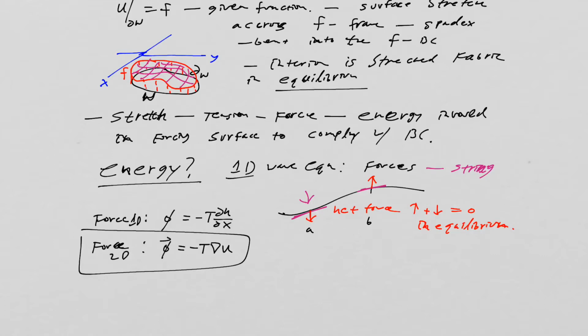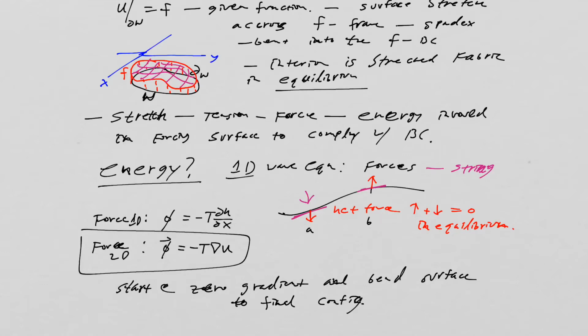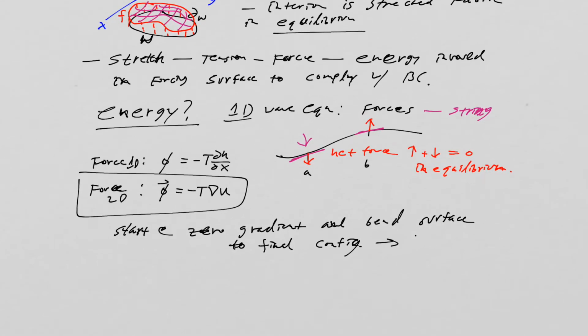So we know, of course, that if we're going to start at 0, a gradient, and bend the surface to the final configuration, we'd expect the work to be done, or what we call the energy, is going to be the double integral over that interior set of the gradient vector in magnitude squared. But because we're talking about energy, we always add that 1/2 there.